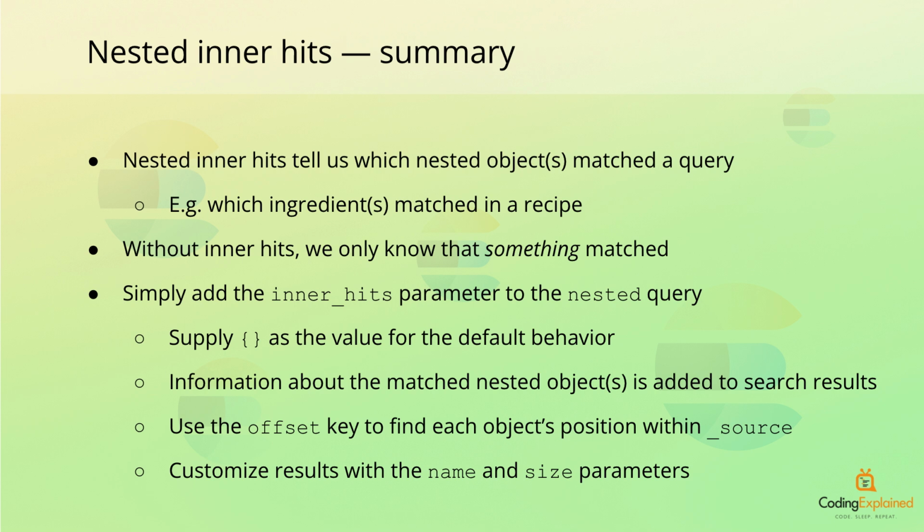With the nested query, we can query nested objects independently of each other. That's great for filtering the objects, but sometimes we might want to know why a given object matched the query. That's what we can do with inner hits.